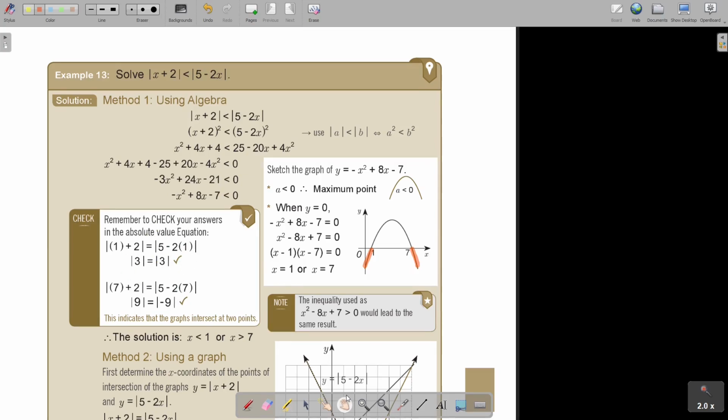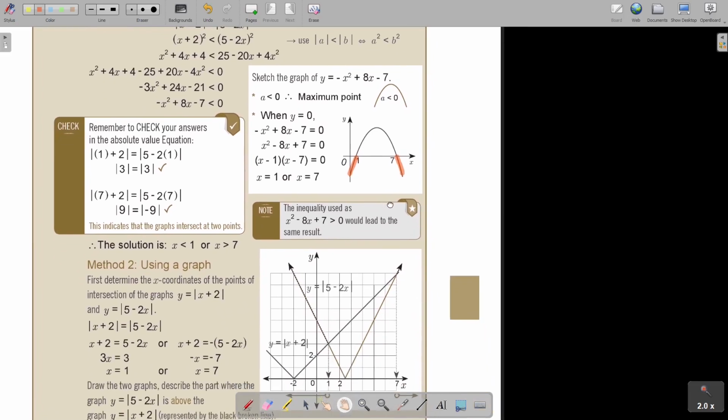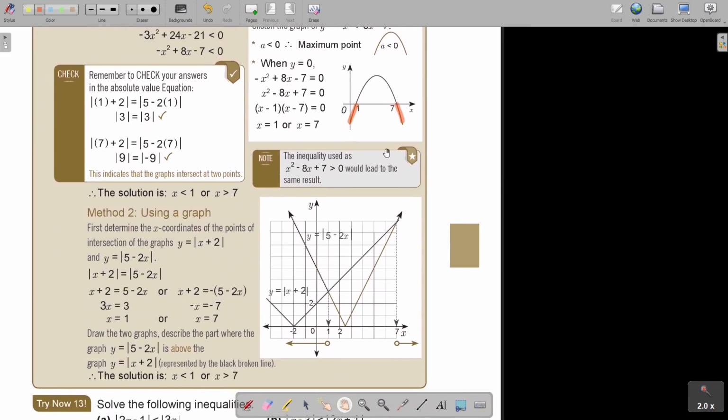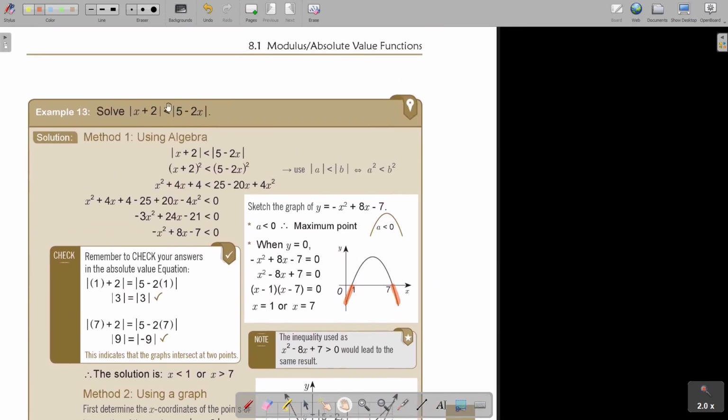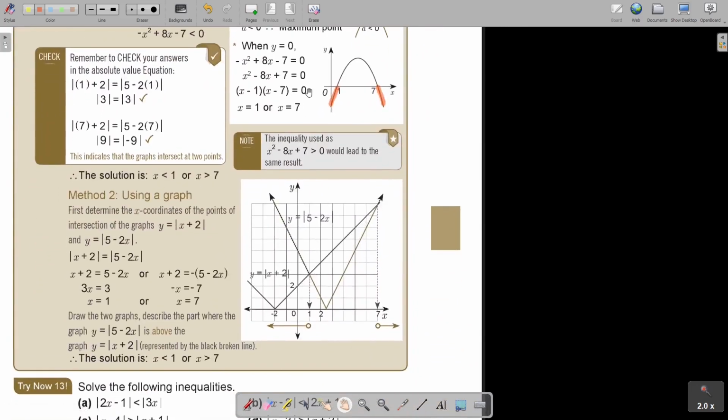Now, the other method I just want to show, and you can really try it on your own in the question paper also, is the method of using a graph. Basically, I will break this up into two graphs, this graph and this graph, and then I sketch them. You have to go back and remember how you sketch the graph. So I'm going to sketch the one and sketch the other one.